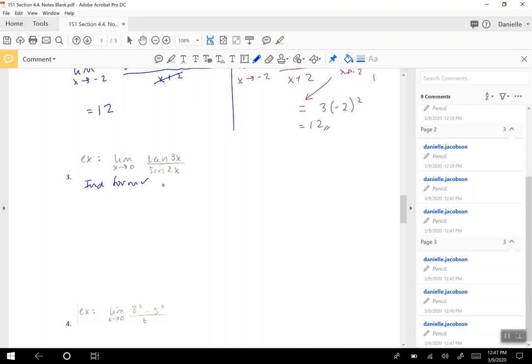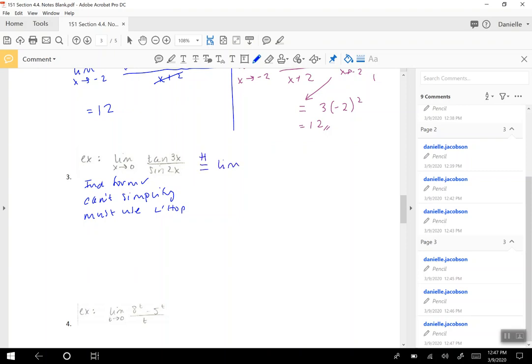Now, if we try to do algebra on this, it's going to get us nowhere. We could try to convert this, but the angles in here are different, so we can't simplify. And that means that our option is L'Hopital's rule. Must use L'Hopital's.